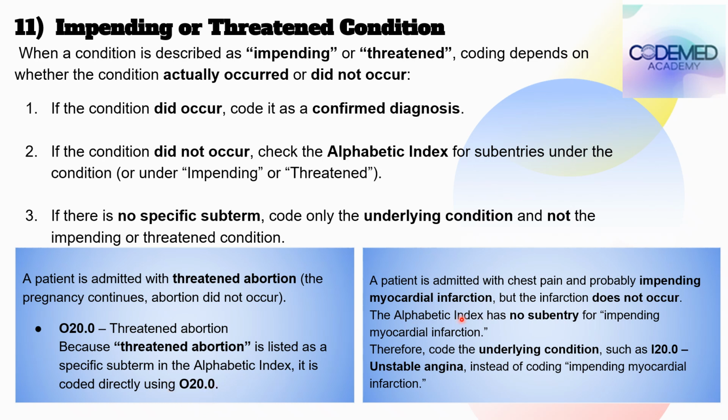The patient is admitted with a chest pain and probably impending myocardial infarction, but the infarction does not occur. The alphabetical index has no subentry for the impending myocardial infarction. So therefore, I will code the underlying condition, because we have this guideline that when there is no specific symptom, you can code the underlying condition. In this case, the underlying condition is a chest pain, that is a angina. So instead of coding impending myocardial infarction, I will code unstable angina.